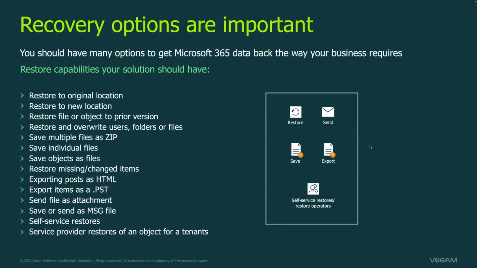So recovery options are very important. Early on in my deck, I said there are 45 ways of recovery. Just to highlight some of the capabilities when you talk about recovery: at a high level, we have the capability to restore to the original location, and to restore to a new location. We also have the capability to save multiple files as a zip file. If you decide to save some of the files in OneDrive or even from SharePoint, you select a couple of them and save them as a zip file, or if you are selecting just one file, you can just download it.